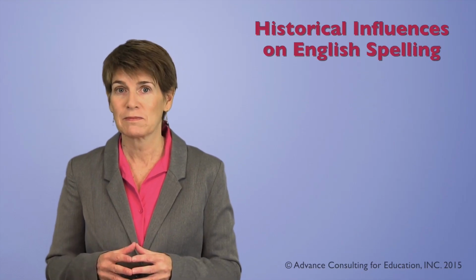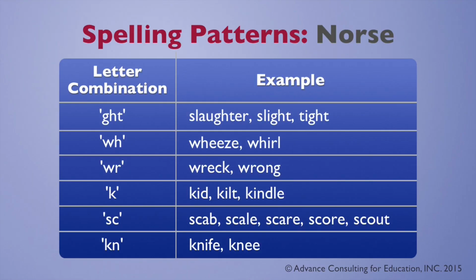We'll start with Norse. So here are some Norse spelling patterns. The first one is GHT. The words slaughter, slight, and tight all have GHT in them. This goes back to Norse. Another pattern that goes back to Norse is WH, so wheeze and whirl. And another one is WR, wreck and wrong. And there are still more.